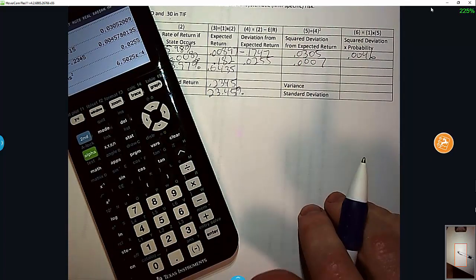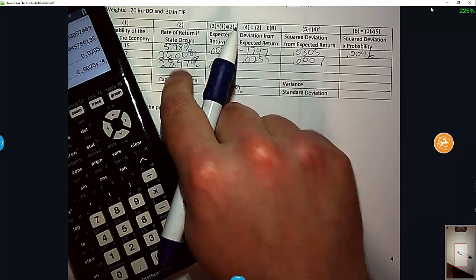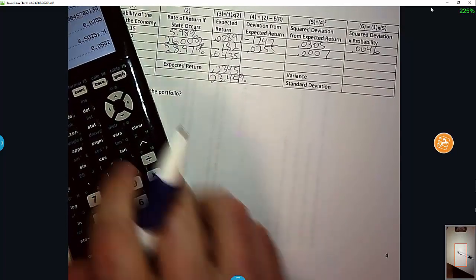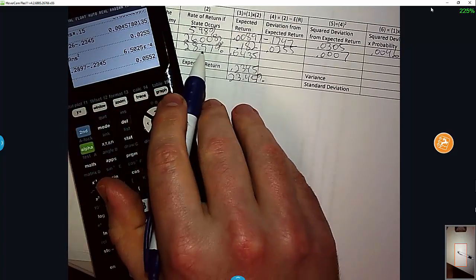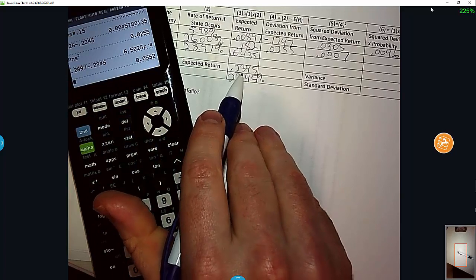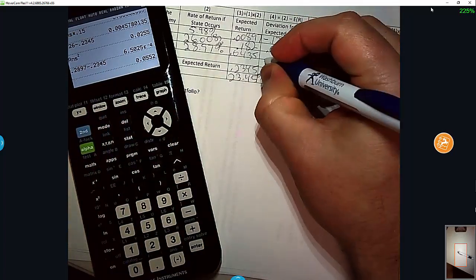0.0006525. We'll just round that up to 0.0007. And then finally, I'm going to take 0.2897 minus 0.2345. So my 28.97% return minus my 23.45% return to get 0.0552.